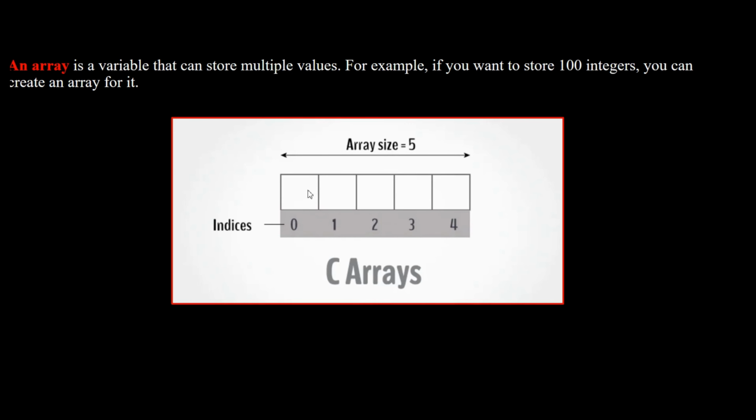Here, for example, we have our array. For each array there is a size and there are indices. So here we have 1, 2, 3, 4, 5 columns, so the size of this array is 5. And for each column we have an index. It's like the address of this column.